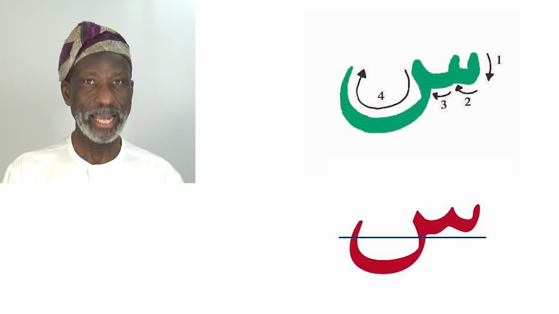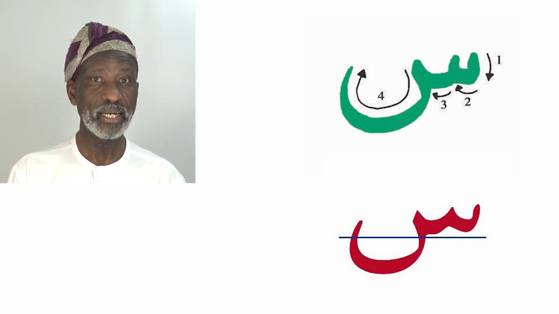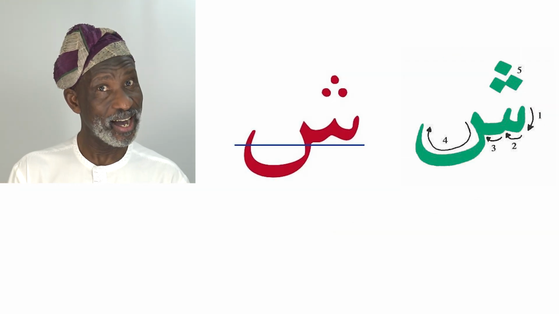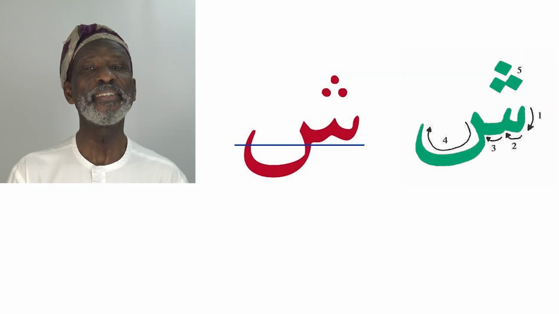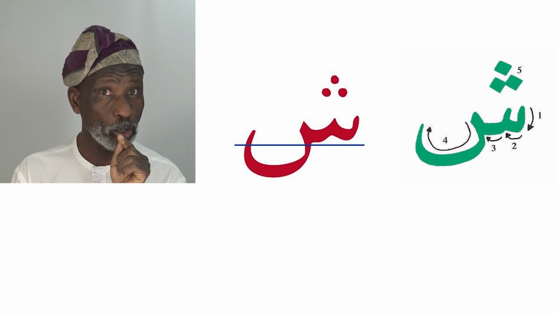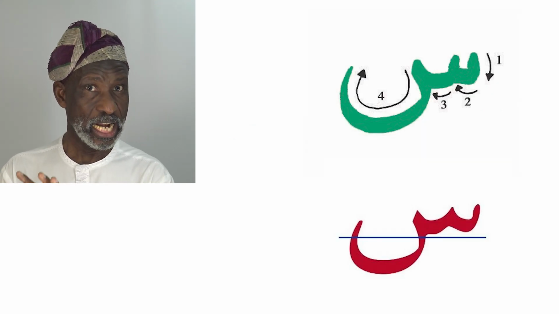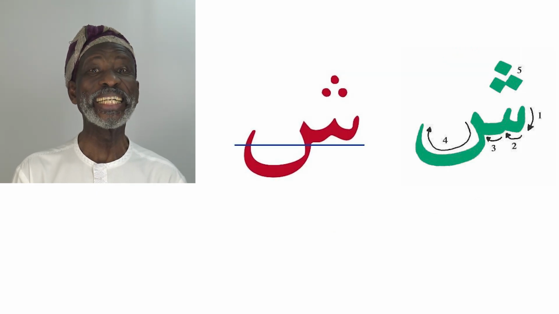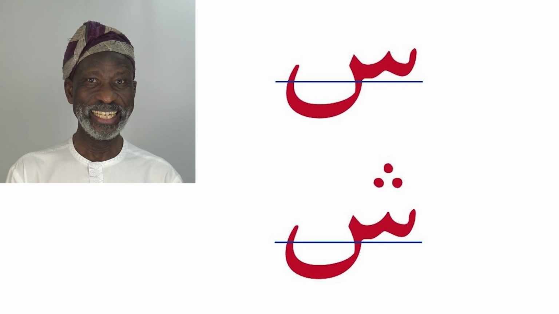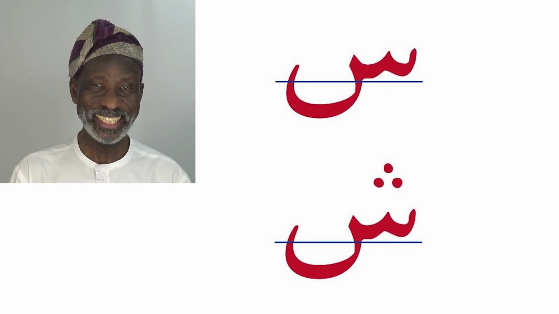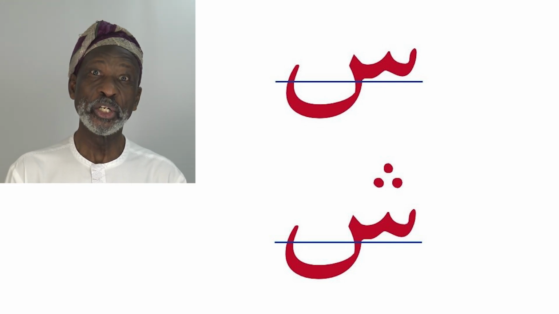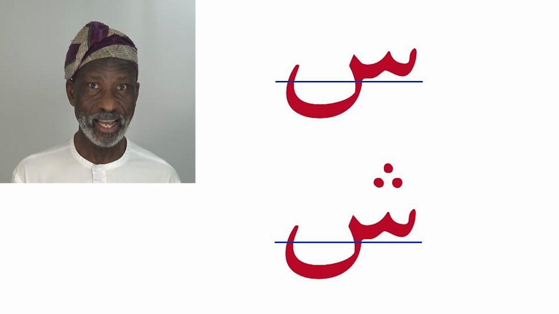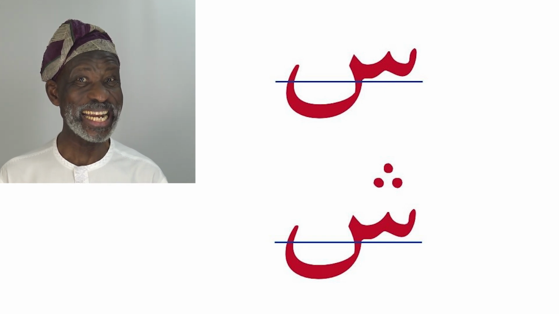Sin. Okay. And the 6th letter for today is sheen. It's the same shape as sin, but we have 3 dots. So sin, no dots. Sheen, 3 dots. Now I'm going to show you again. Demonstrate how to write sin and sheen.